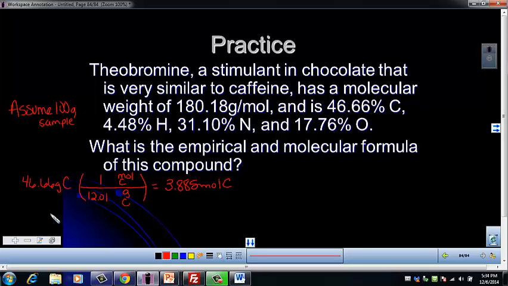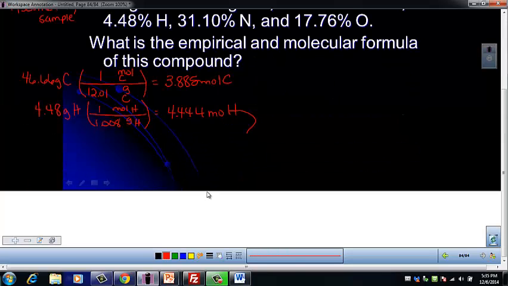Then for hydrogen, it's 4.48 grams of hydrogen. And that's just going to be 1 mole of hydrogen and 1.008 grams of hydrogen. When you put that in your calculator, you should get 4.444 moles of hydrogen. I'm going to go ahead and just bump this down a hair. I know that you can't see the problem anymore, but hopefully you've got it jotted down on your paper.